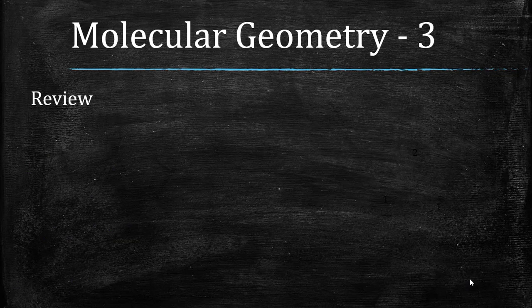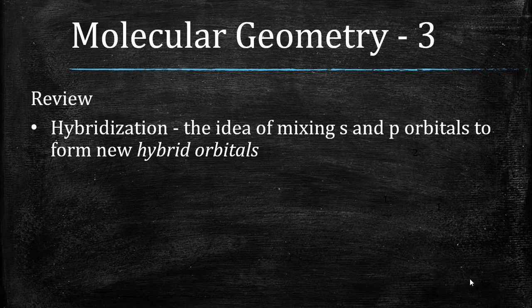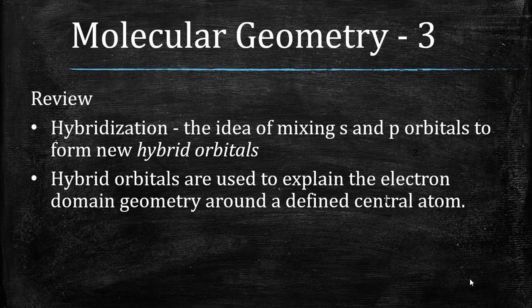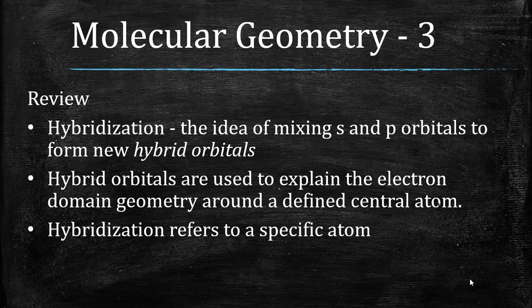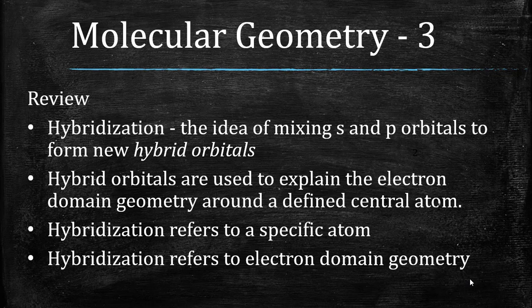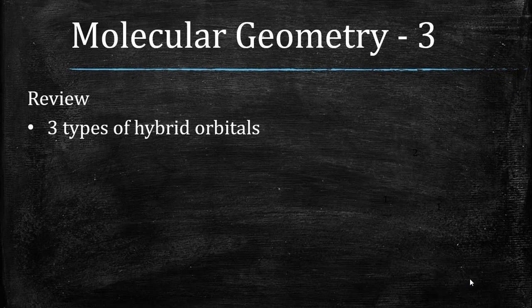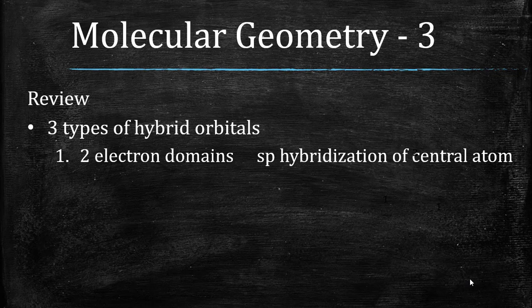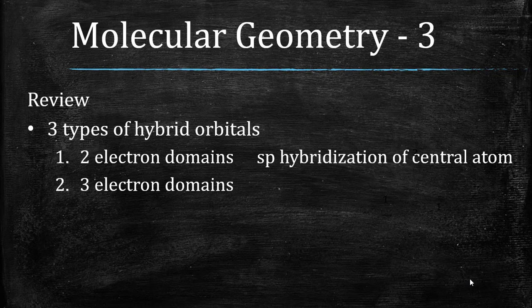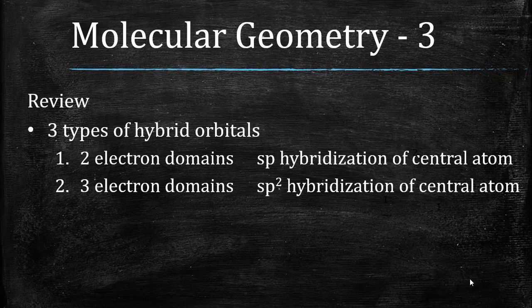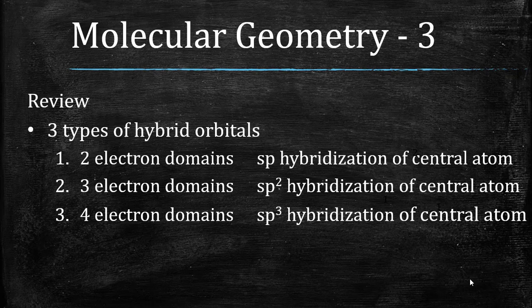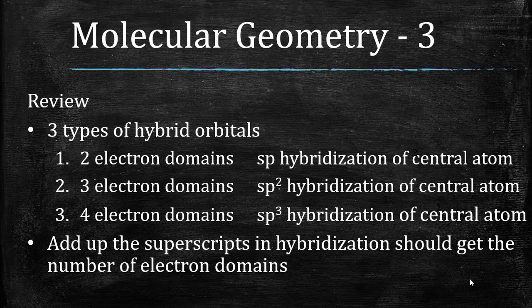So to review, hybridization is the idea of mixing s and p orbitals to form new hybrid orbitals, and hybrid orbitals are used to explain the electron domain geometry around a defined central atom. Remembering that hybridization refers to a specific atom, and it refers to electron domain geometry. There are 3 types of hybrid orbitals. If you have 2 electron domains, you have sp hybridization. 3 electron domains is sp2 hybridization, and 4 electron domains is sp3 hybridization. And if you add up the superscripts in the hybridization, you should end up with the number of electron domains.